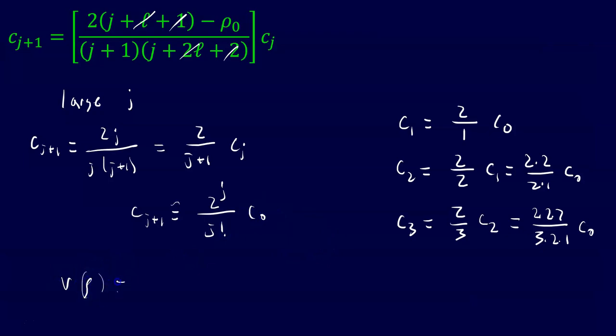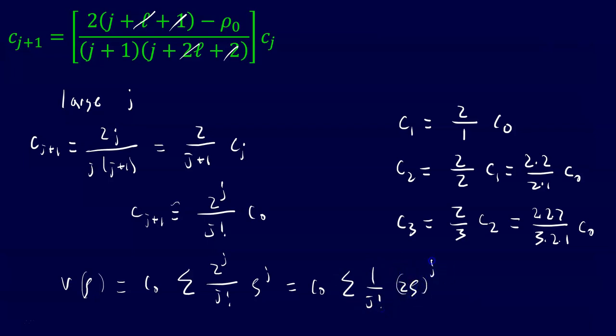And if we plug that into our sums, we have 2 to the j power over j factorial rho to the j. You can write this as C0 times, and this is essentially the power series for an exponential function. So it's 2 times rho to the jth power.